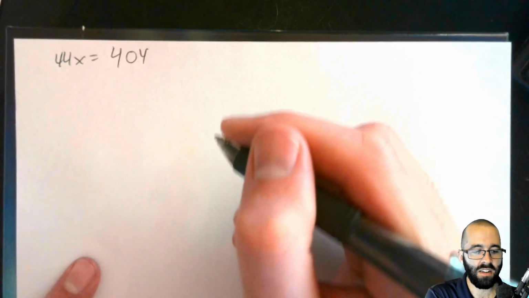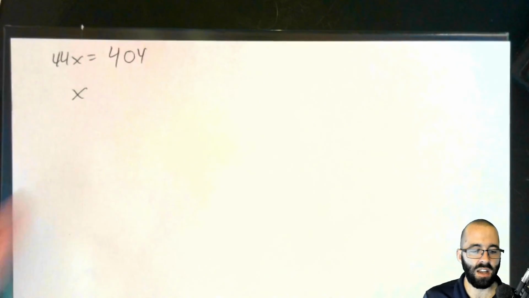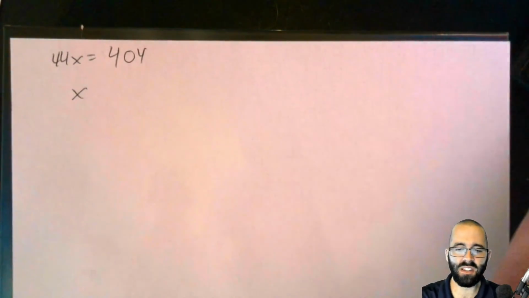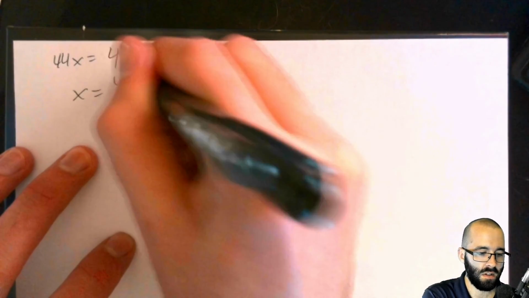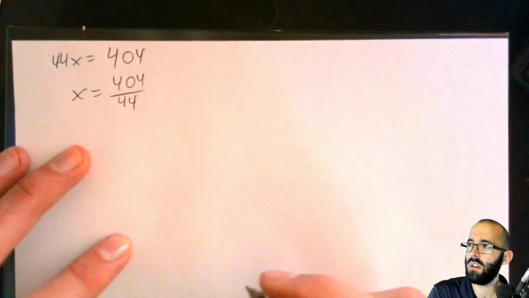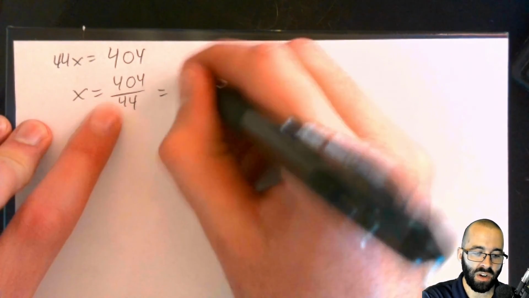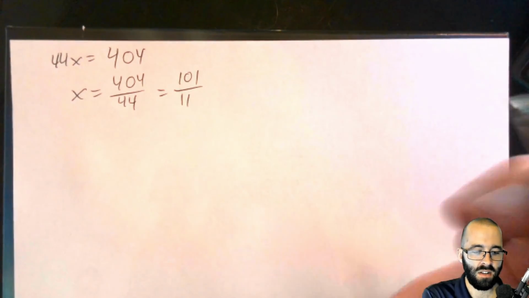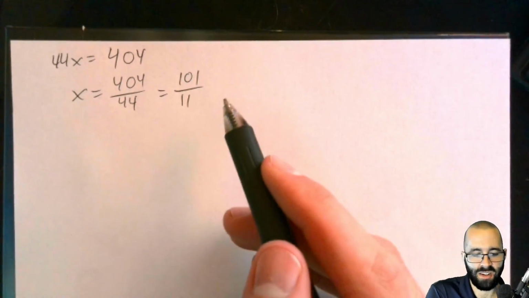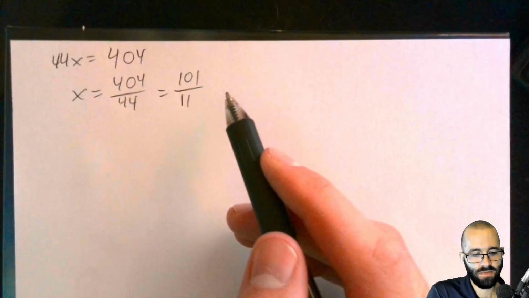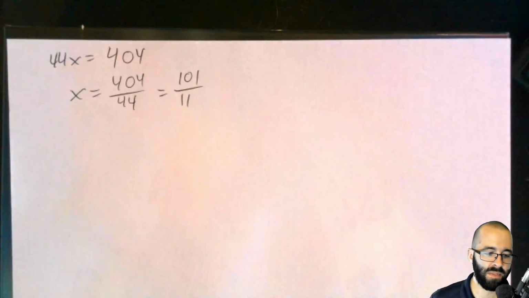And divide both sides by 44. And you're going to get 404 over 44. I don't think that divides evenly. Yeah, it does not. We can reduce it, right? They're both divisible by 4. We're going to get 101 divided by 11, which has the same kind of look, right? And I don't think this is going to reduce anymore. Okay. And there we go. This is our potential answer.